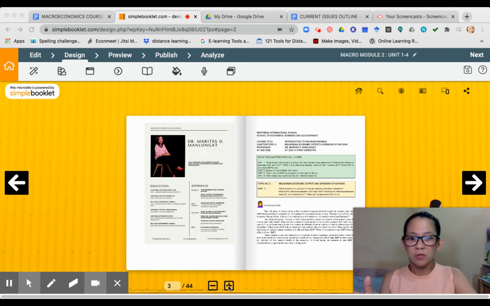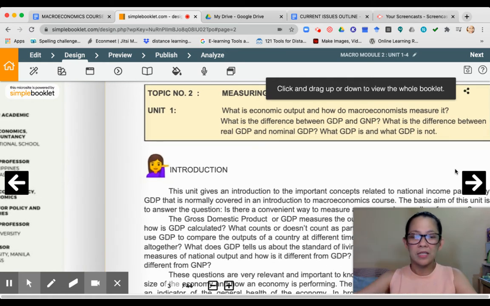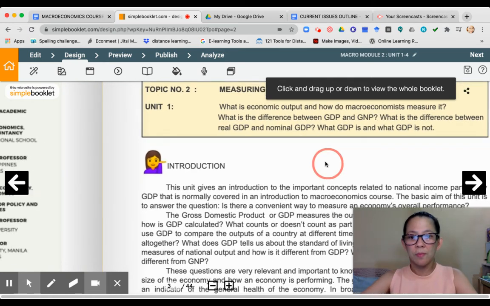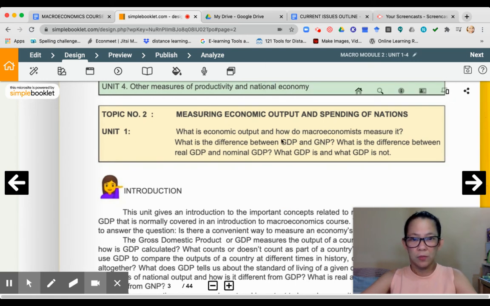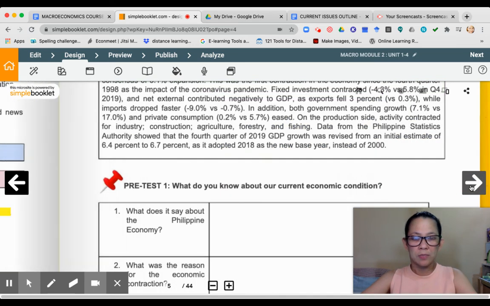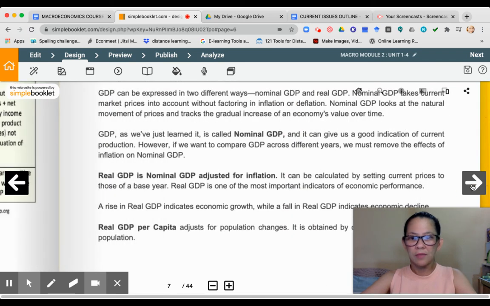So if you look at this more closely in this booklet, which is already linked to our Google Classroom, you will see that we will look at the different ways of measuring the gross national product or the gross domestic product, particularly looking at expenditure, income, and value added approaches. After each chapter, again, there'll be exercises that you need to answer and submit as soon as you can.